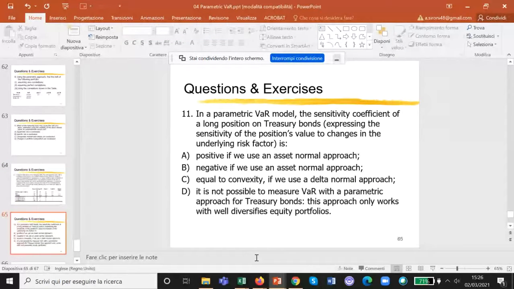Let's move on to question 11. In a parametric value at risk model, the sensitivity coefficient of a long position treasury bond, expressing the sensitivity of the position's value to changes in the underlying risk factor, is. Now, again, I give you 1 minute and then you give me the answer.